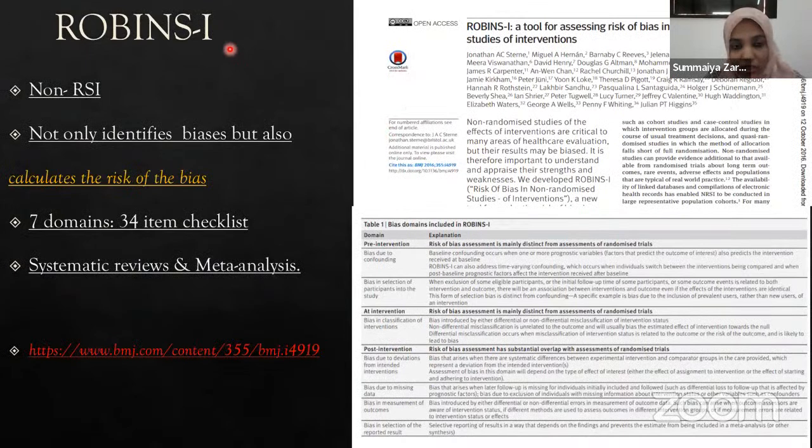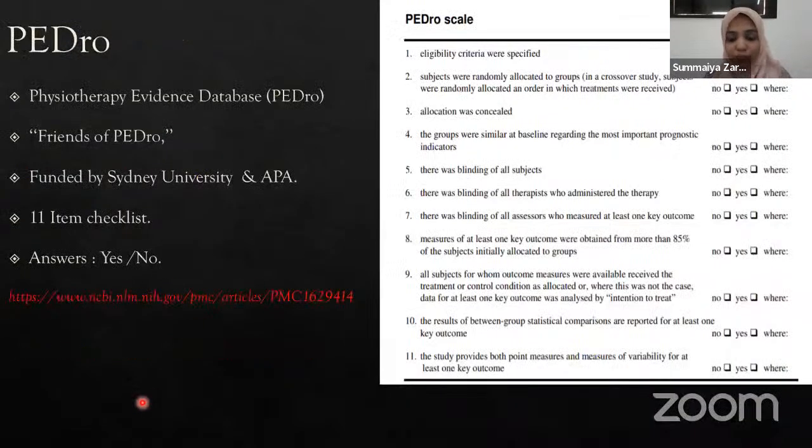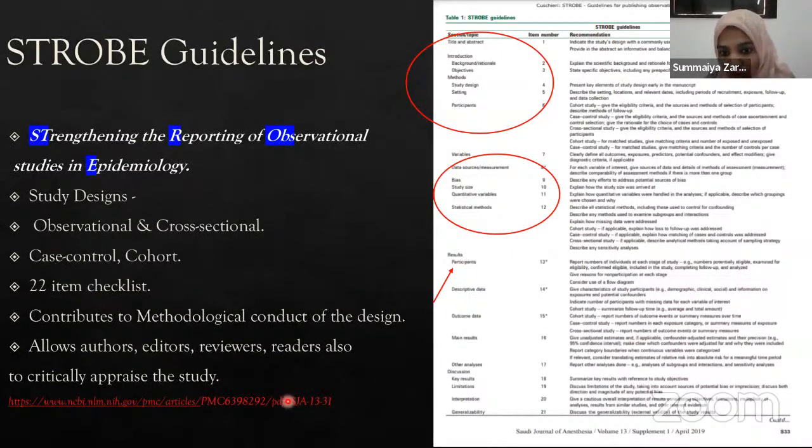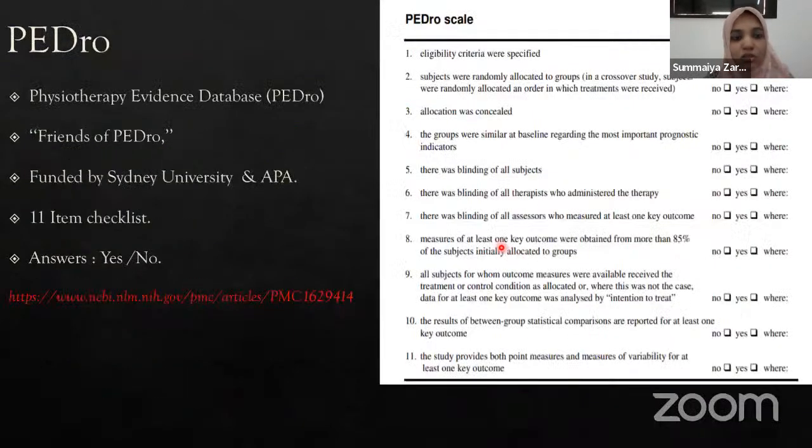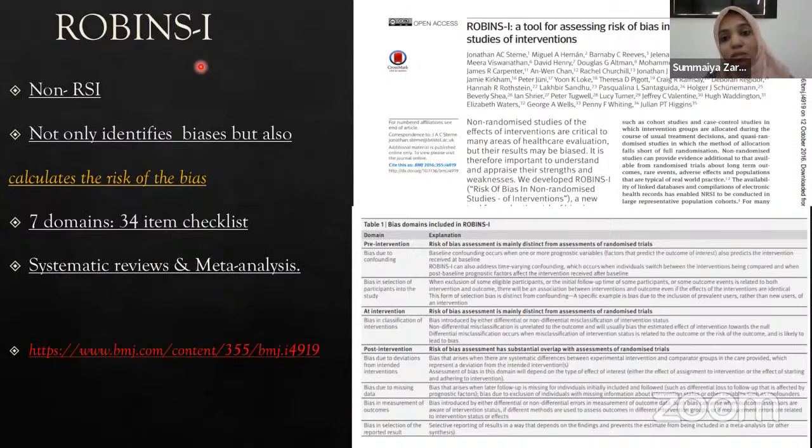Robbins I, this is a very extensive tool for identifying and measuring bias. Whereas if you see in PEDRO and Strobe, there is only one word. Only once has bias been mentioned here. This is all the methodology. Whereas in PEDRO, I don't think there is bias mentioned anywhere. But Robbins is made for assessing bias.